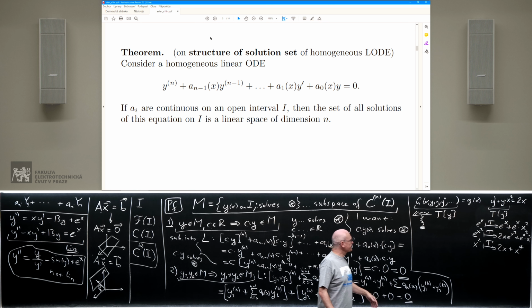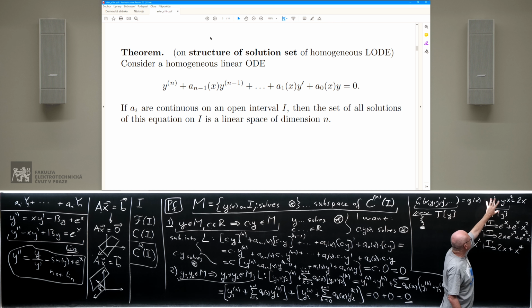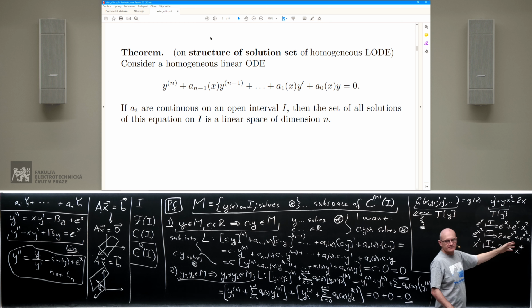Okay? So there is really nothing magical about it. The left-hand side of a differential equation can be interpreted as a mapping which takes functions and sends them to some other functions. No problem there.